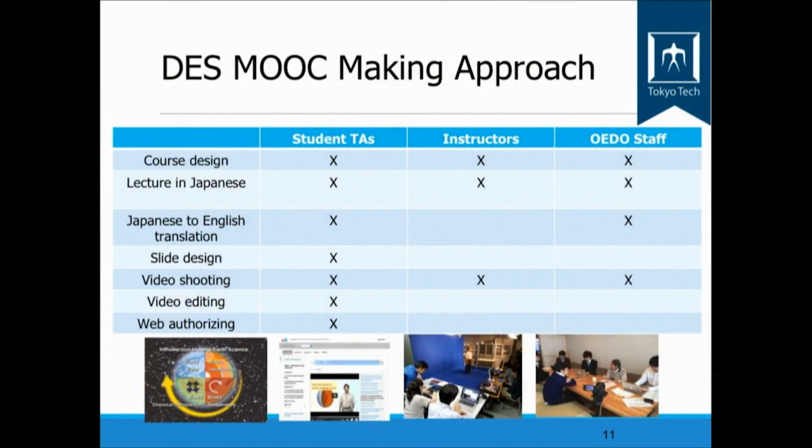Before we get into this, an online education development office, this is how this MOOC was created. As you can see, TAs were very much involved in like 100% of the MOOC creation and production. The instructor had only the video shooting, the lectures, and the course design. The staff was more for the bureaucratic stuff, like the institutional stuff and the copyrights and stuff like that.